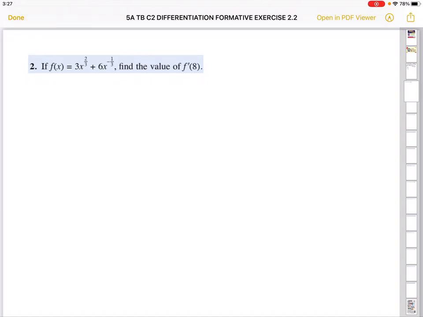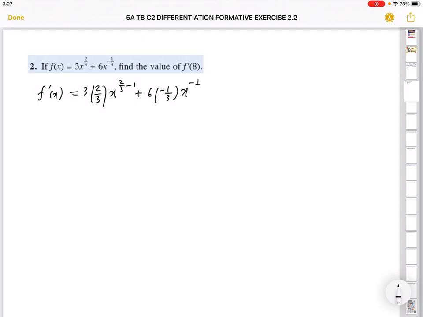Here we have to differentiate and substitute x with 8. So the first time you differentiate, we write f prime x. We take 3 times 2 over 3, which is what? Okay, maybe I write this down for you, easier for you to understand. This is 2 over 3 minus 1, and this is 6 times negative 1 over 3. So when you take negative 1 over 3 minus 1, yeah, this will give us negative 4 over 3. But okay, let me do one by one. We cancel the first one, 2x. 2 over 3 minus 1 is negative 1 over 3. 6 divided by 3 is 2. This is x power negative 4 over 3.